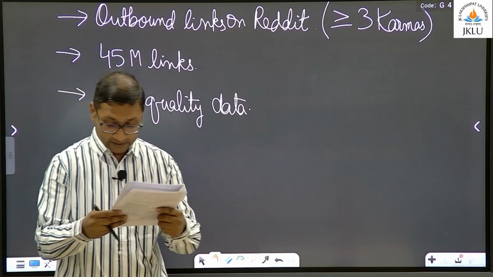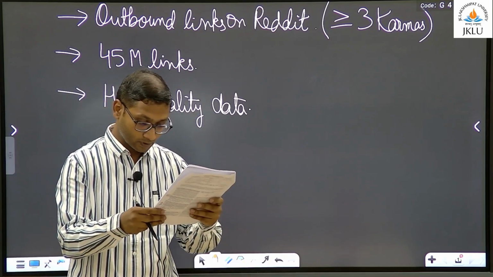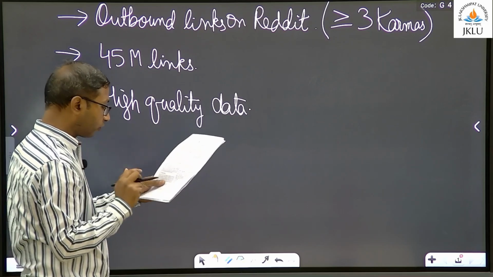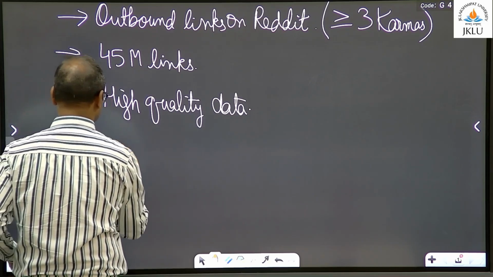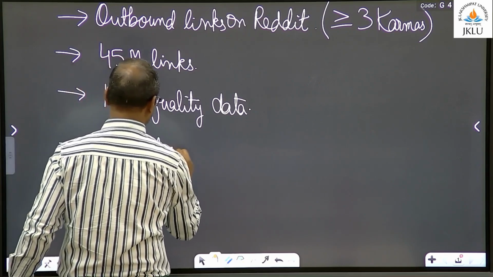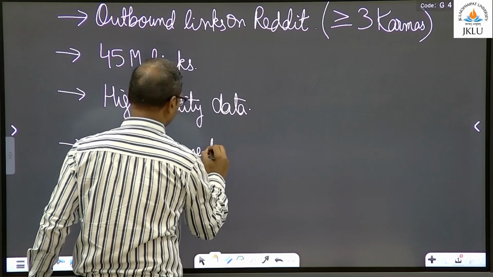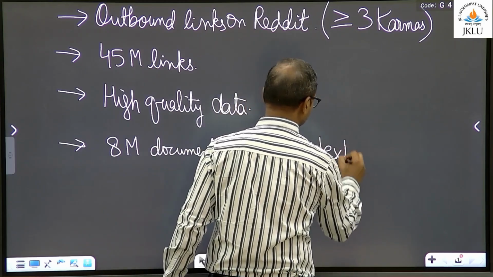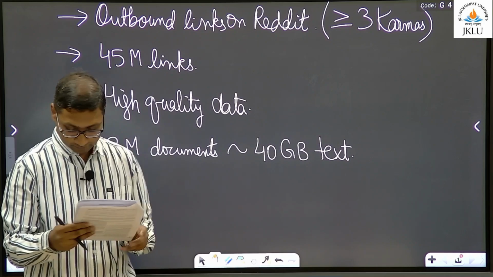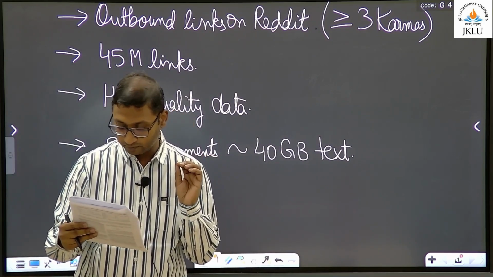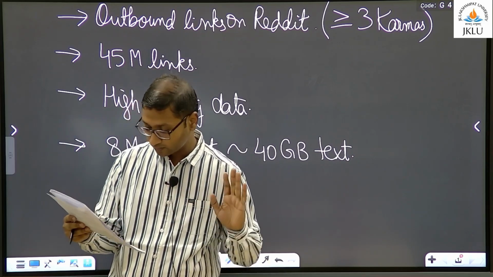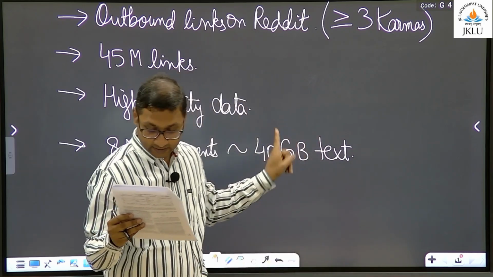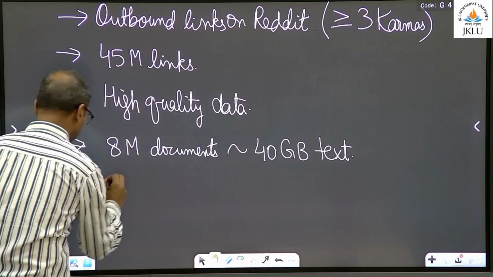Right. So this finally gives them slightly over 8 million documents with a total of 40 GB of text. 8 million documents, roughly 40 GB of text. And this is again, so they removed all Wikipedia documents from web text. So maybe I should write this down.